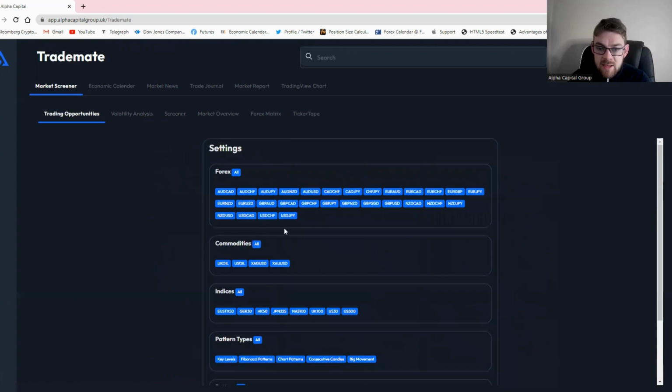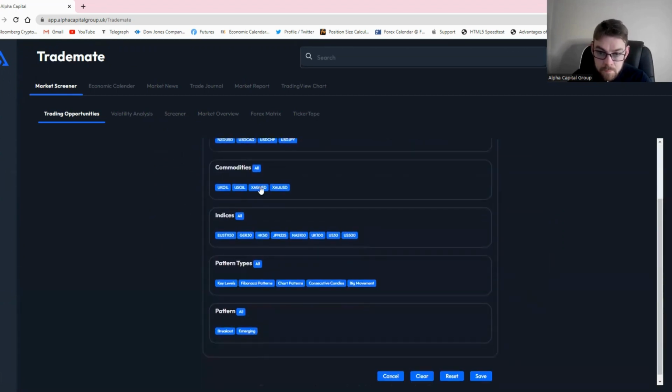If you go to the settings, then you can filter by assets, you can filter by pairs, and of course the pattern types below. So key levels, Fibonacci patterns, targeting patterns, consecutive candles, any big movements, and of course breakouts for emerging structures that are currently in development, waiting to play out. So this is very useful, very handy.